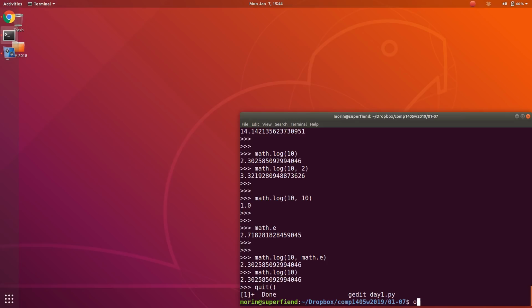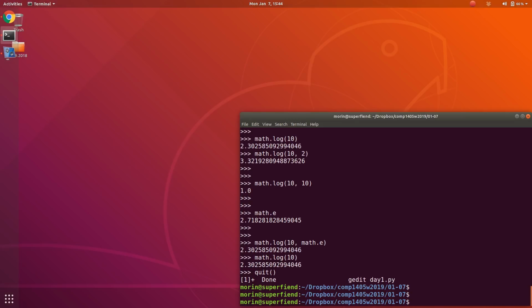I'm running probably a different operating system than most people in this classroom. On this operating system, there's a text editor called gedit. It's not a great text editor. It just happens to be the default one that ships with it. So I just ran gedit, the gedit command with the argument day1.py.